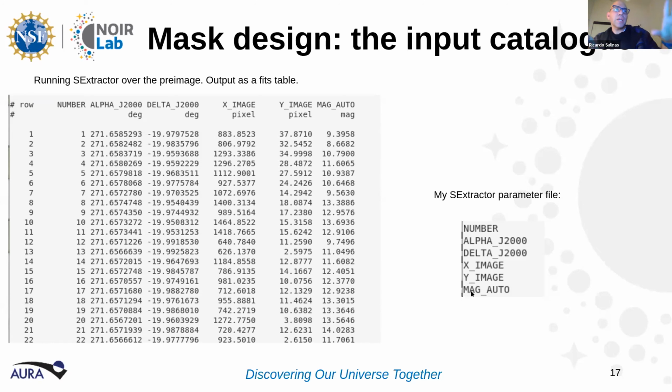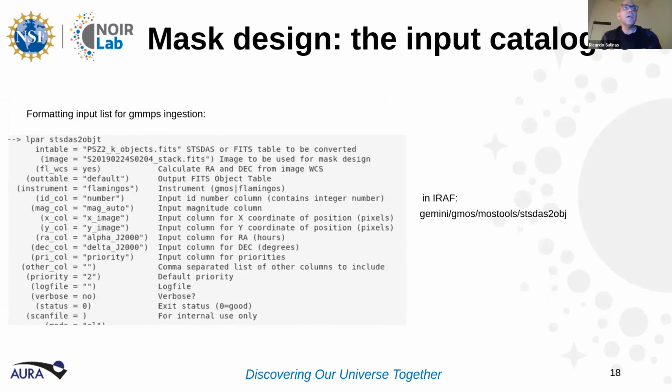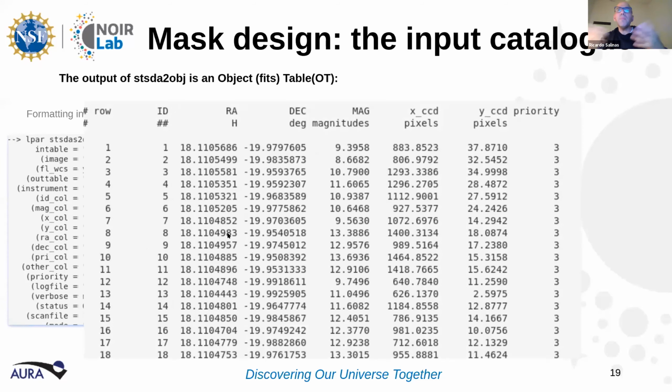Once I have this SExtractor output, I'm going to put it into IRAF, so to translate it into this format that GMMPS likes. So the task to do that is called stsdas to object. And then you give it the FITS table that you generated. This is the place where this task is located in the Gemini IRAF package. And then basically you're going to change a little bit the columns. And this is the output. The output looks almost the same as before. If you remember the other one, for example, the magnitude now is in the 3rd column or 4th column instead of the 5th. So this is the format that SkyCat likes. And the names of the columns change a little as well.